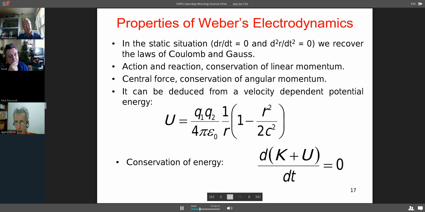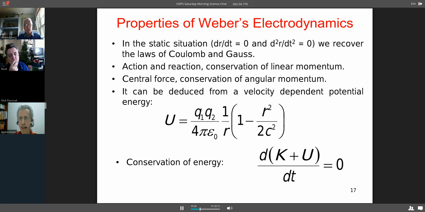The properties of Weber's law are, in the static situation, when dr by dt and relative acceleration go to zero, we recover the laws of Coulomb and Gauss. So the electrostatics is there. It complies with action and reaction. This means that it complies with conservation of linear momentum. Moreover, Weber's force acts along the straight line connecting the two particles which are interacting with one another. Therefore, we have also conservation of angular momentum.